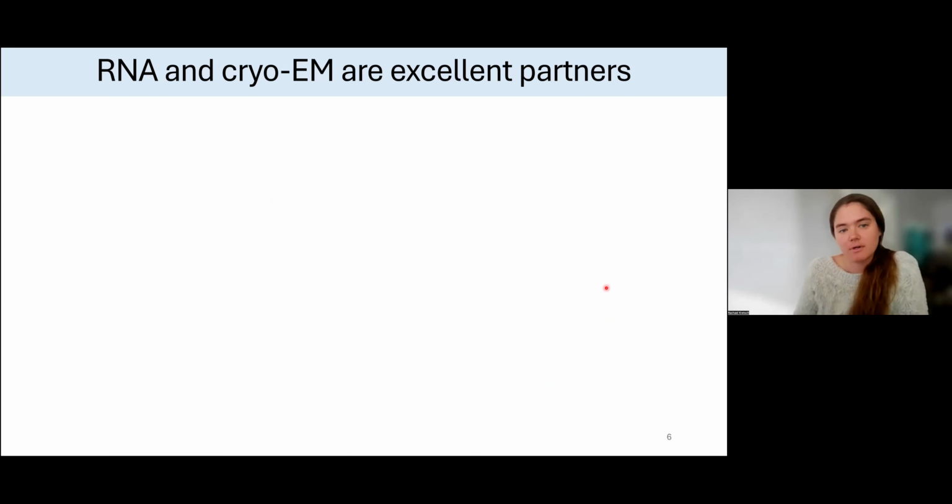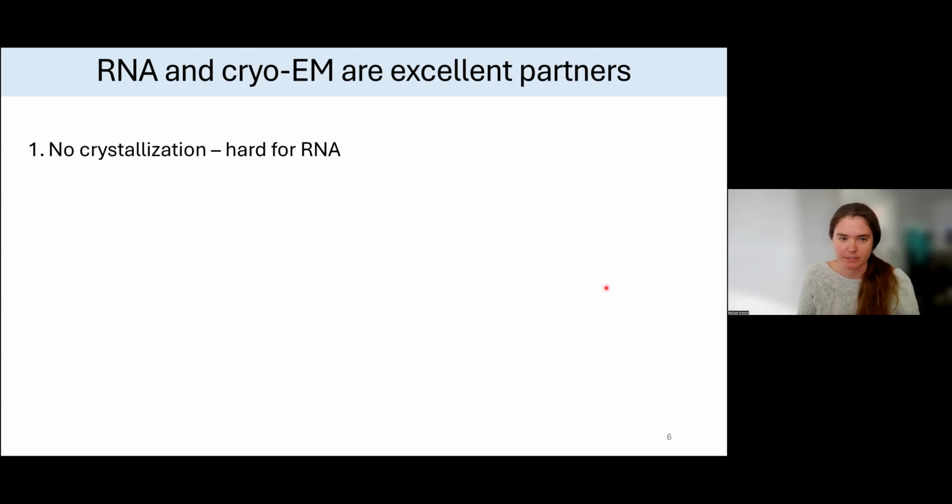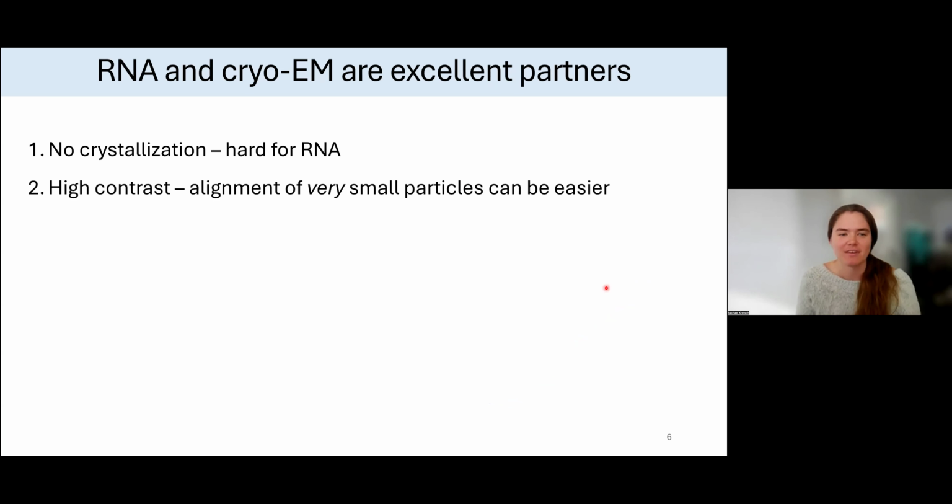So in our work, we think cryo-EM could be a solution to more rapidly solve RNA structures. And that's because there are many things about RNA and about cryo-EM that make them good partners. So the first thing is that you don't need to crystallize. So crystallization for RNA is very difficult. It's a skill that is very hard to learn.